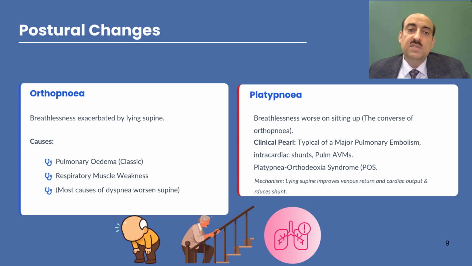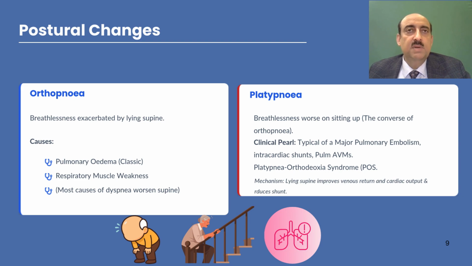The converse of this is platypnea, which literally means platy is from lying flat, and pnea is breathing. So any breathing which is better on lying flat and worse on sitting upright. This is postural, due to sitting or standing worsening the breathing. Now, this is an interesting condition.